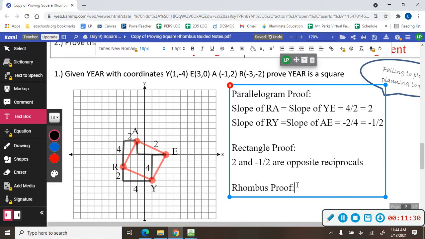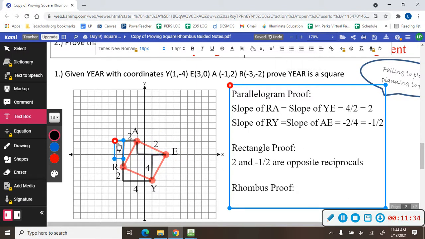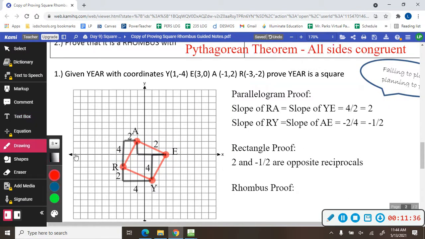And then for the rhombus proof, in all actuality, I have triangles that are leg of 2, leg of 4, leg of 2, leg of 4, leg of 2, leg of 4, leg of 2, leg of 4. So since they all have the same legs, of course they're going to have the same hypotenuse. So that's one thing you could say.